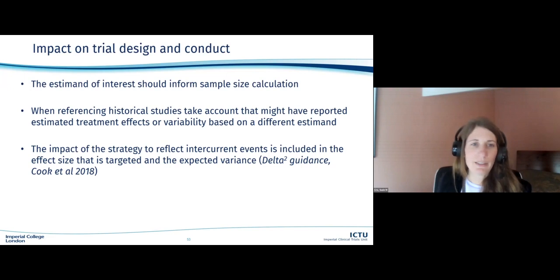Now, as discussed in the addendum and in the Delta 2 guidance on choosing the target difference, it's the impact of the strategy to reflect the intercurrent events. This should be included in the effect size that's targeted and the expected variance. So for the eczema trial, the sample size should be based on variability as estimated in a previous trial that would also use a treatment policy approach for handling rescue medication, topical therapies, and treatment discontinuation. And we should power the study for the effect size that we expect to see, given some patients will take rescue medications and some will not.